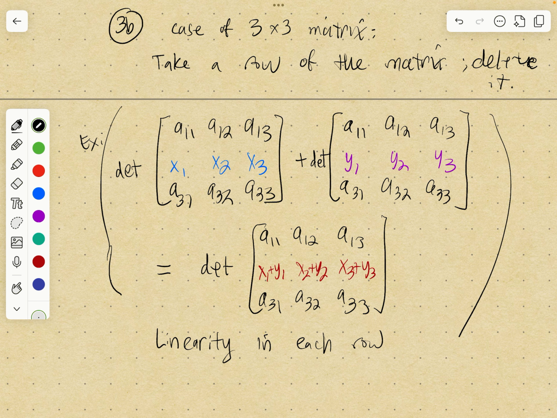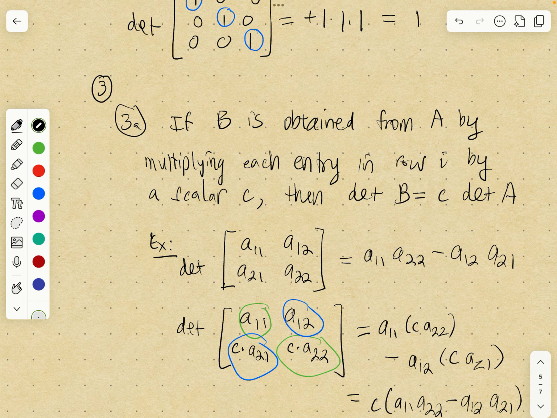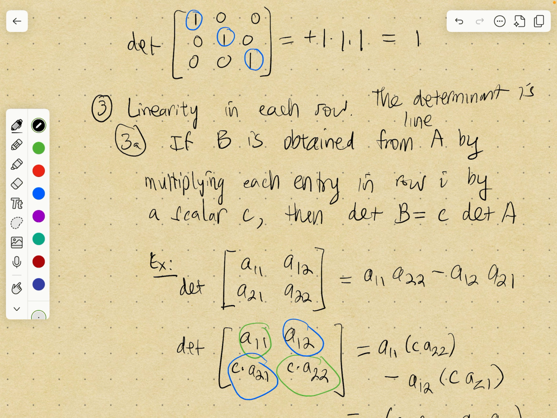Well, this is technically, instead of linearity in each row, it's really additivity. I should call it additivity in each row. And when you combine 3a and 3b, it's called linearity in each row. So the determinant is linear in each row.